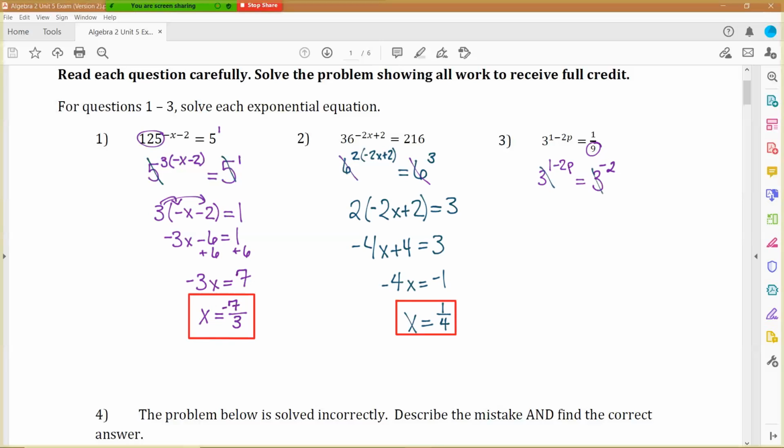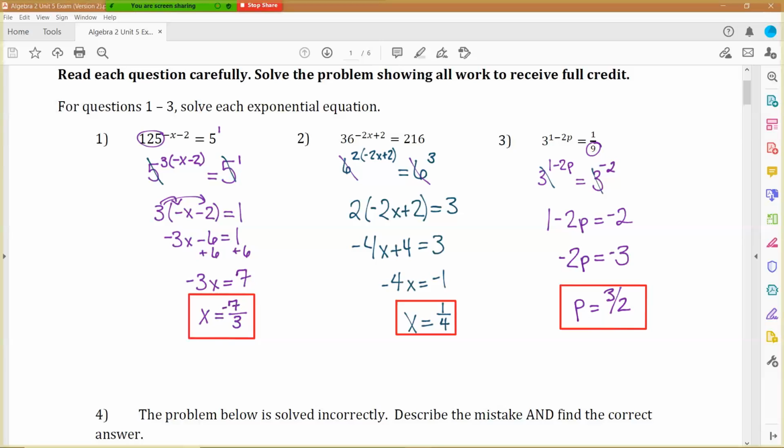So now we have like bases, we're going to cancel them out. So 1 minus 2p equals negative 2. Subtract 1 from both sides, so negative 2p equals negative 3. Divide both sides by negative 2. And p equals 3/2, or if you convert it to a decimal, 1.5.